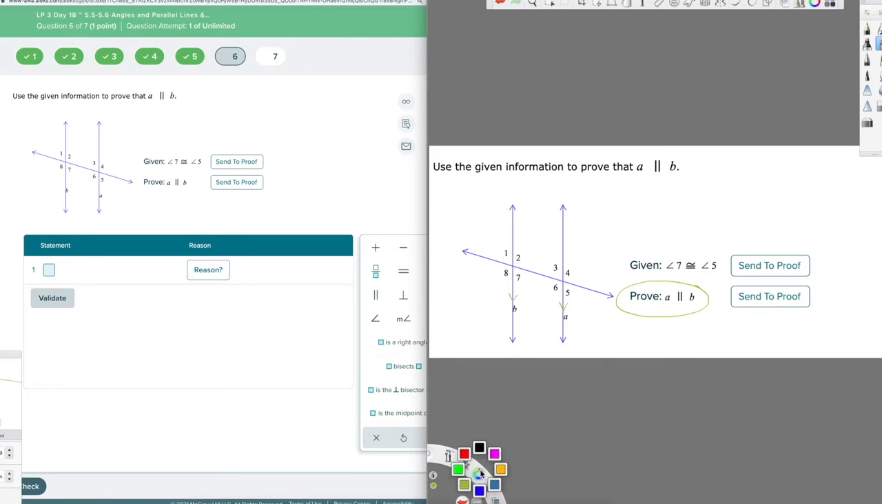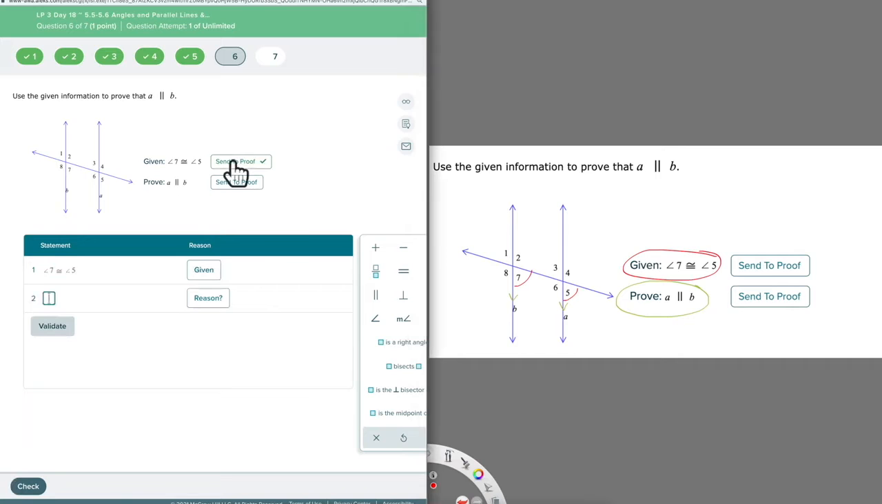And that's because there's these two sections mixed together. So the first section shows us how to go forward, and the second section kind of shows us how to go backwards with the converse here. So we're given that angle 7 is congruent to angle 5. So we can send that guy to proof. We were given that. Angle 7 and angle 5 are corresponding angles.